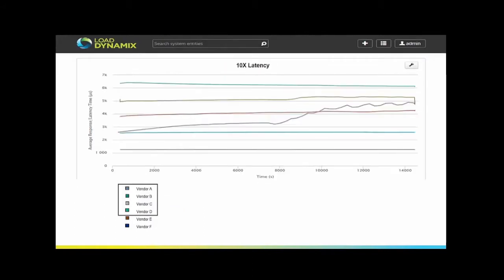The customer also wanted to see how the various products would perform under a much heavier load, as they were anticipating a 10 times increase in the application workload over the life of the new array. Rerunning the tests was as simple as changing one figure in the screens you saw earlier. As the results chart shows, the differences in performance under these more demanding workloads is much higher. In this case, vendor A offered the lowest average latency, while vendor D performed the worst.